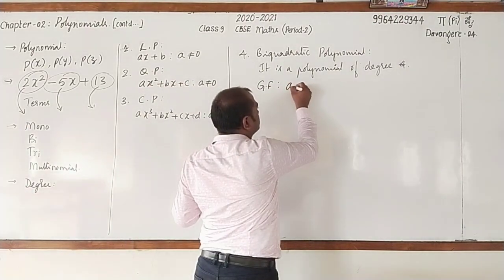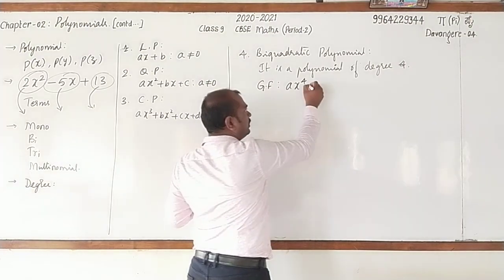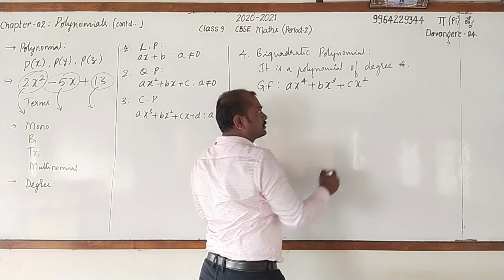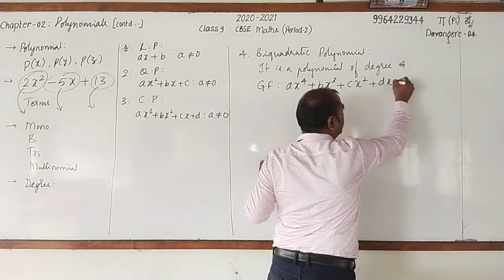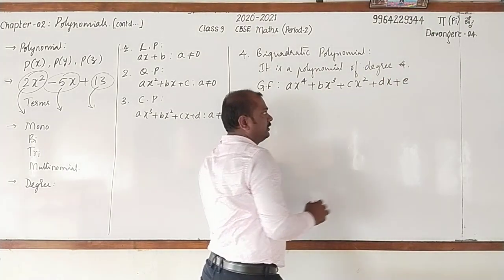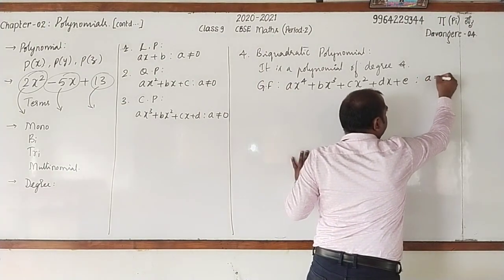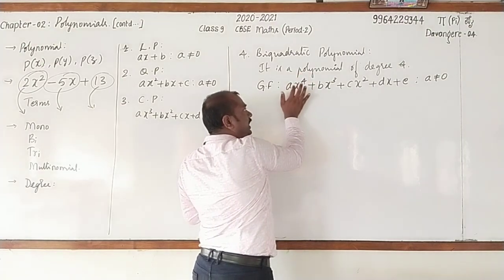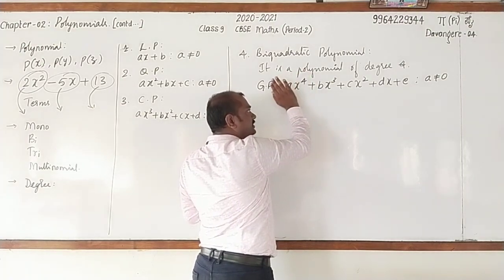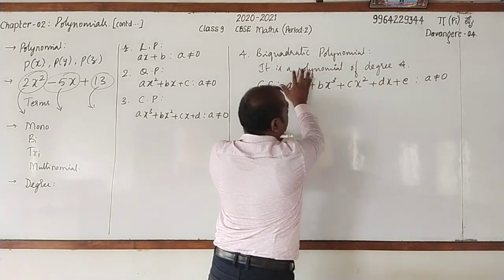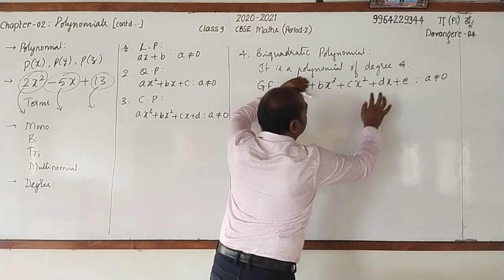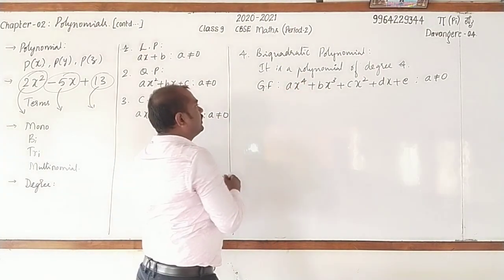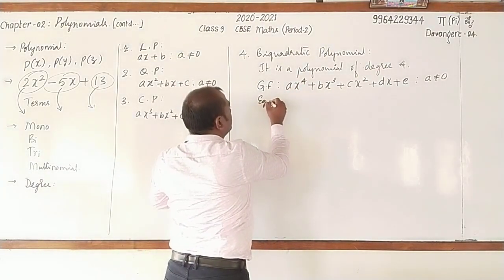We can write it as a x raised to the power 4 plus bx cube plus cx square plus dx plus e, where a is not equal to 0. If a becomes 0, the a x raised to the power 4 term gets cancelled. The remaining terms will form a cubic polynomial. Clear? Now I will write the example for this.